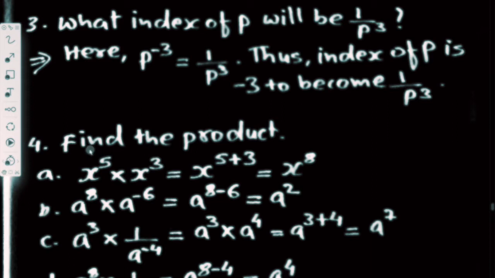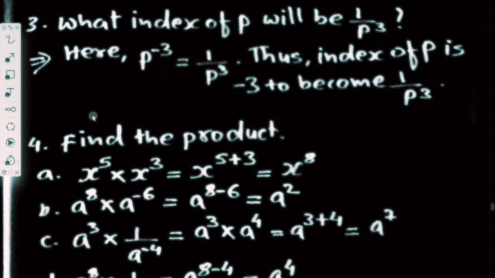Here see more questions. Three number: what index of p will be 1 upon p power 3? Here p power minus 3 equals 1 upon p power 3, thus the index of p is minus 3 to become 1 upon p power 3. Applying all these simple and basic rules, some major, difficult problems shall be solved easily.